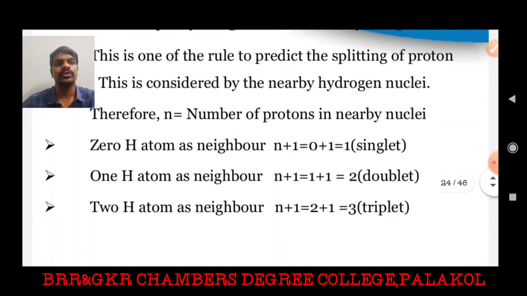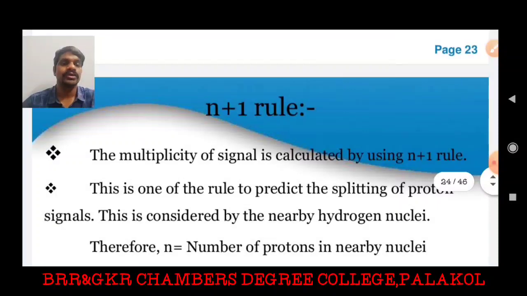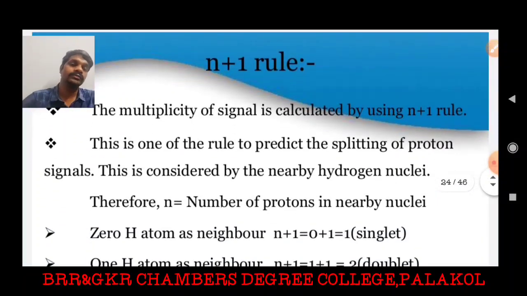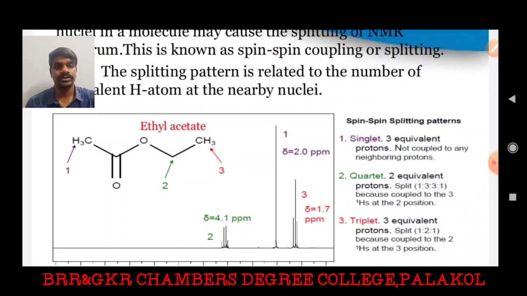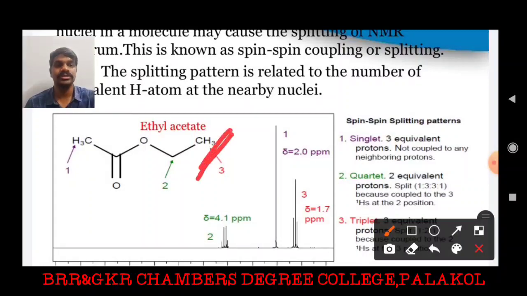And the N+1 rule is very important. Based on the number of neighboring hydrogens, we can write the multiplicity of the signals. Let us see an example. Here it is a CH3, and it is adjacent to a CH2 group. That means the adjacent carbon has two hydrogens, so it is treated as a triplet.